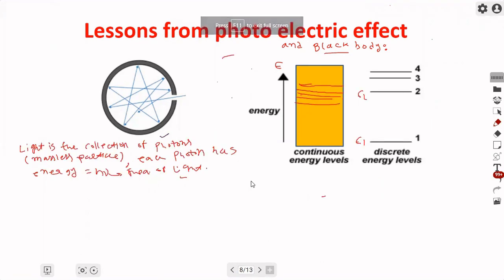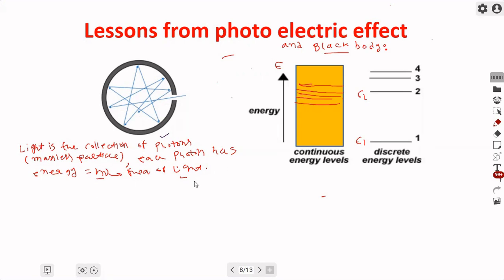A few years after Planck's discovery of discrete energy levels in the case of black body radiation, phenomena like the photoelectric effect and Compton effect proved that light is a collection of small massless particles called photons, which have energy equal to hν. Again, this is the minimum energy of a photon, that is hν. Here h is Planck's constant and ν is the frequency of the electromagnetic radiation or light.